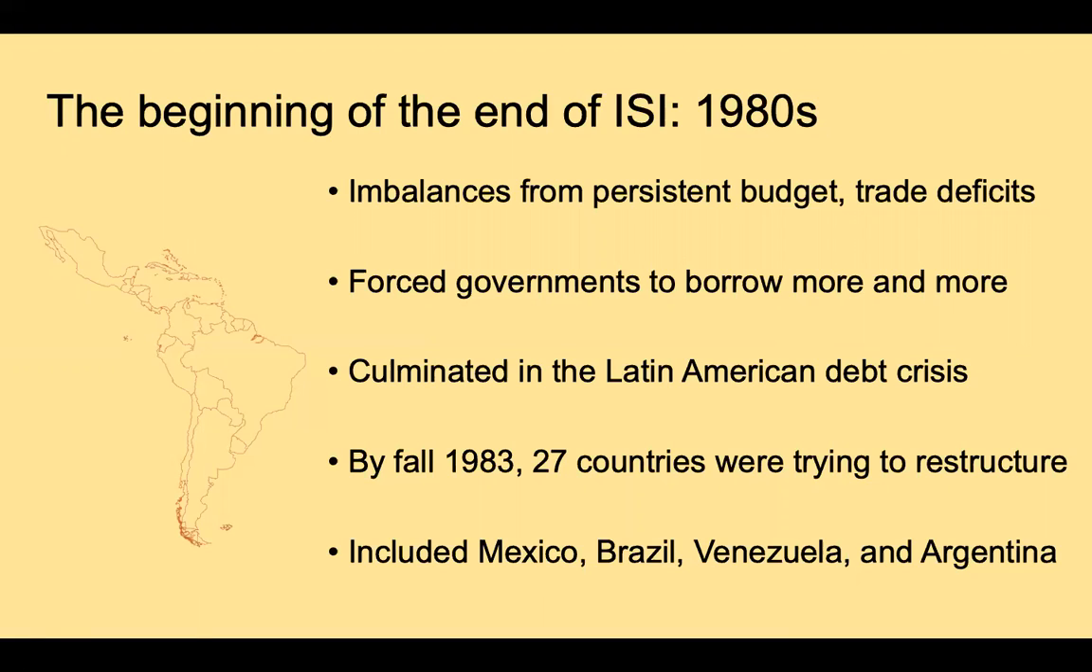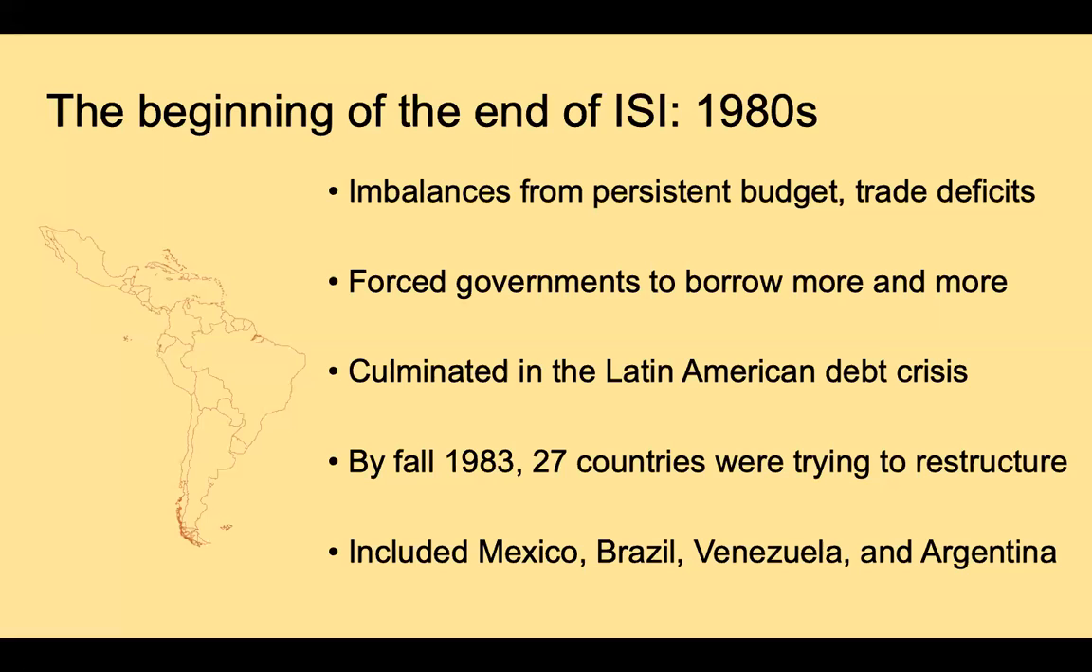Let's talk about the beginning of the end of ISI, and in particular, the period of the 1980s. So ISI generated these large budget and trade deficits, and in doing so, forced governments to borrow more and more. And in particular, they had to get this money from somewhere, so they began to borrow heavily from Western banks. And as they borrowed from Western banks, they accumulated larger and larger debt loads.